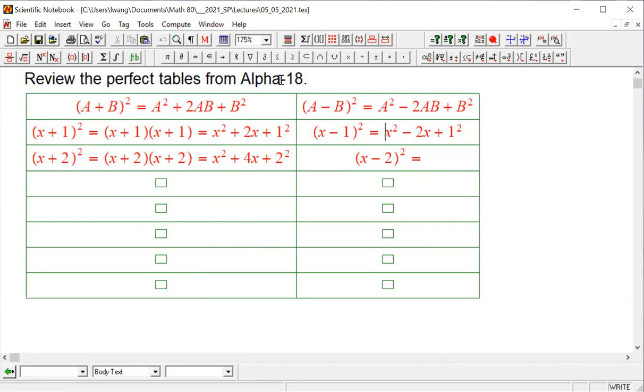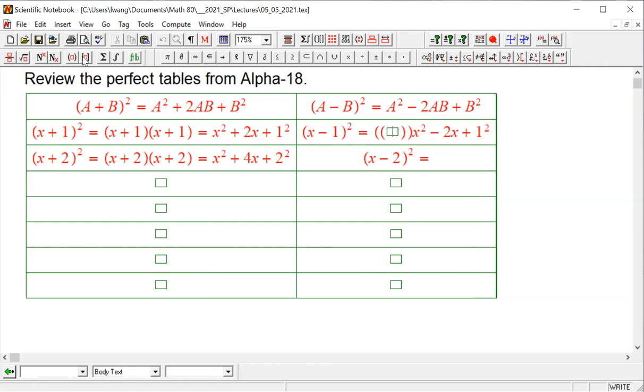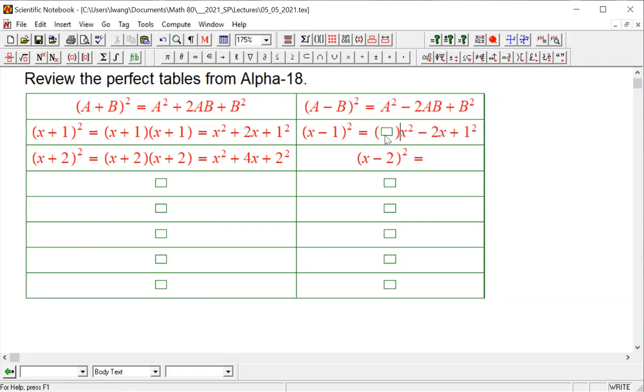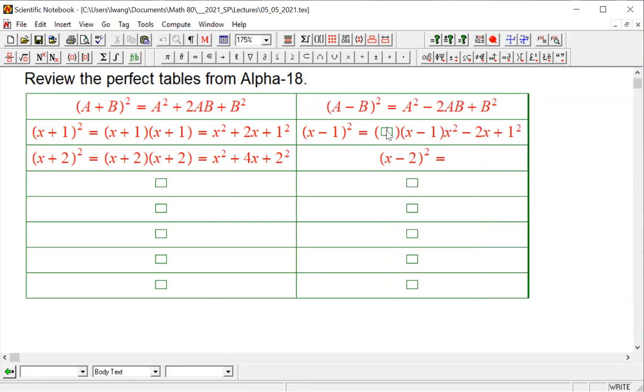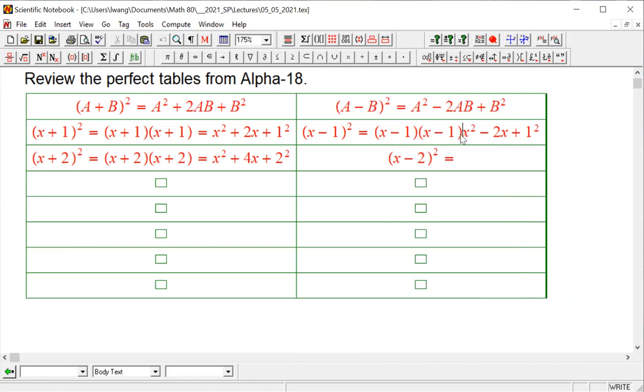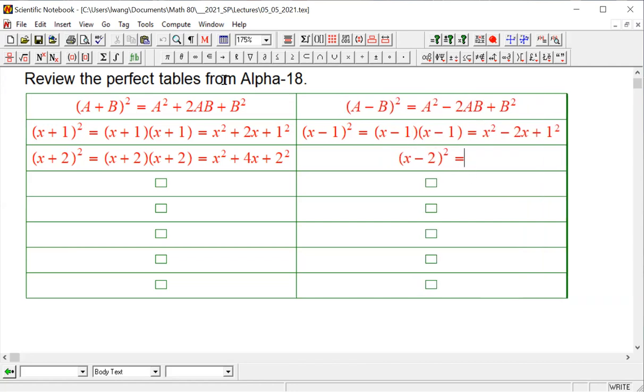And x minus 1 squared is x minus 1 times x minus 1. Let's FOIL these together, guys. We can do it. Over here, you're going to get x squared minus 4x plus 2 squared. I'm not writing 4, I'm writing 2 squared because we want to observe there's a pattern.